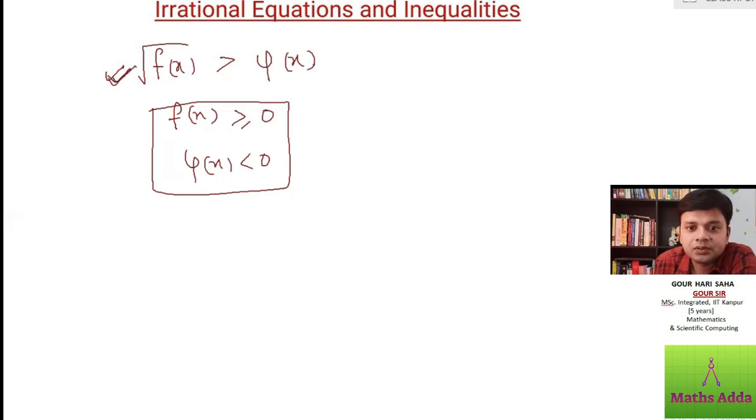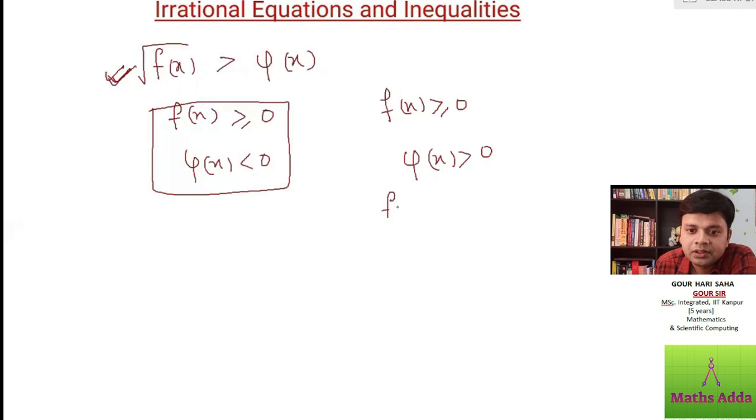Second situation is when psi(x) is not less than 0 but psi(x) is greater than 0, and f(x) must be greater than or equal to 0. There is no choice, right? Now if f(x) is greater than or equal to 0 and psi(x) is greater than or equal to 0, what we will be doing, we will be squaring both sides and simplifying it.